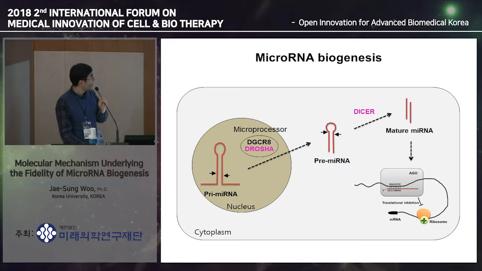Then how is the microRNA generated? Primary microRNA is transcribed by polymerase II, just like mRNA transcription. And this gene contains a very long stem loop structure, and the microprocessor complex, which contains the DROSHA and DGCR8 proteins, recognizes this structure and cuts off the basal part. And another RNase III enzyme, like DROSHA, Dicer, cuts off the apical part to generate the mature microRNA.